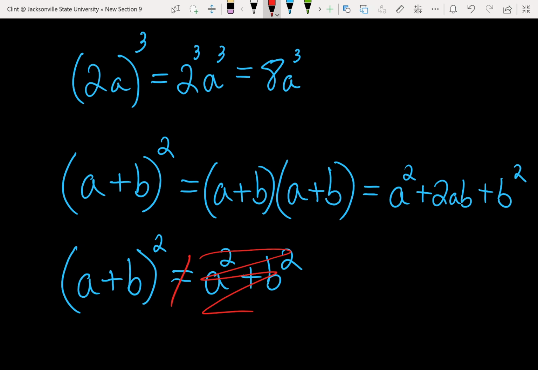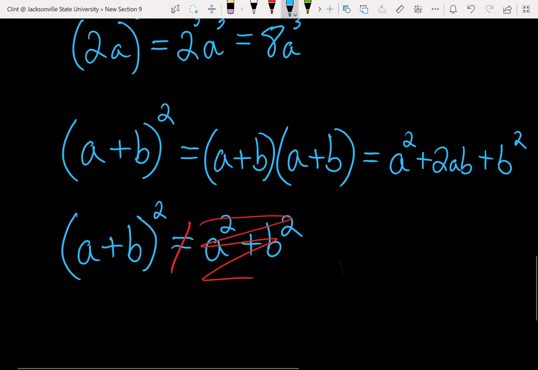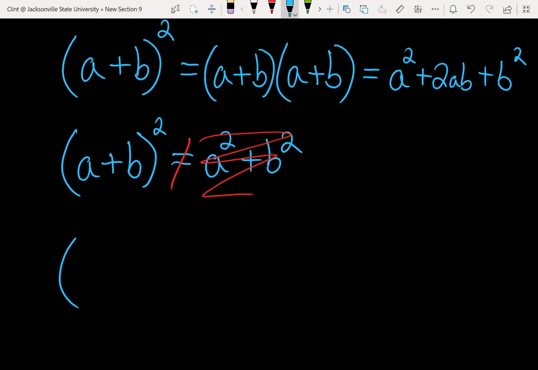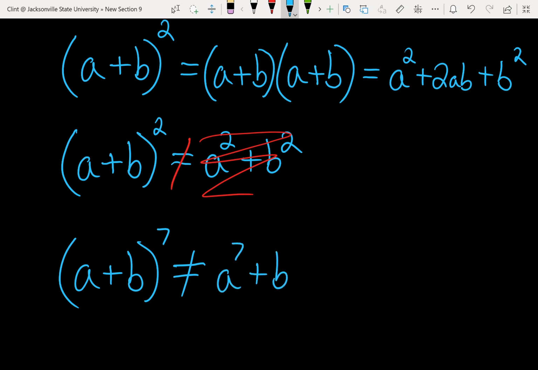And the same thing is true for higher exponents. We want to actually multiply this one out. That is not A to the 7th plus B to the 7th.